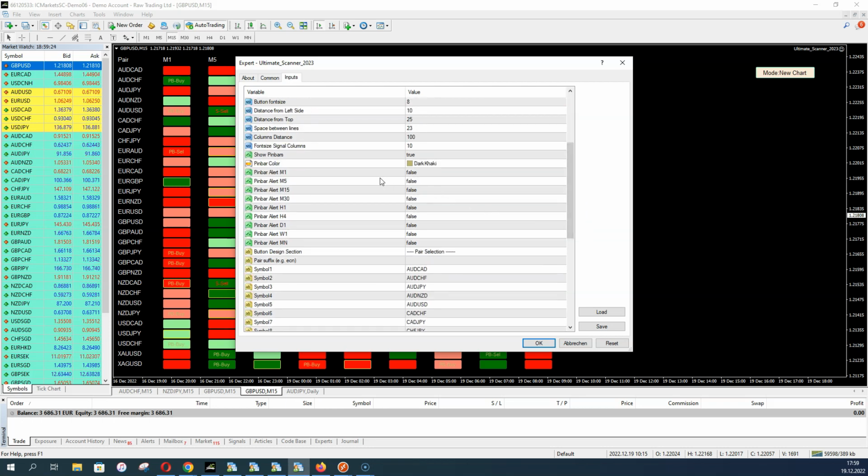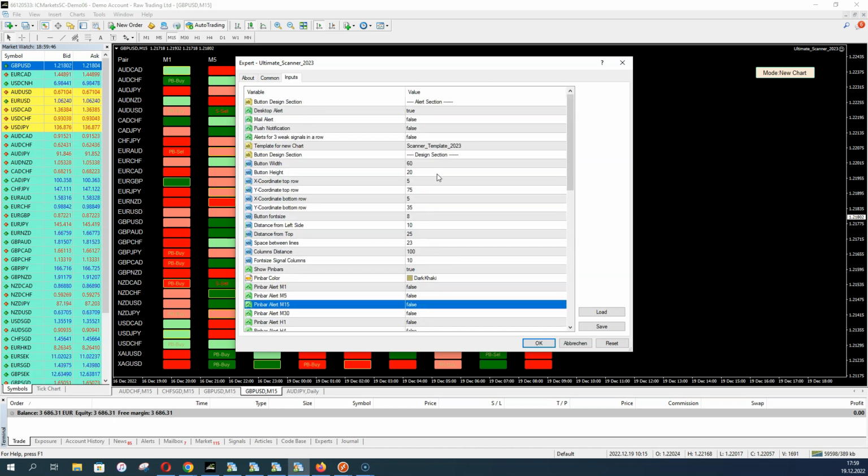Here you can also activate alerts for pin bars. So if you want to get an alert as soon as, for example, on an M15 time frame, regardless on which pair, there is a pin bar, then you can switch this to true, and then you would get an alert. This is possible for all time frames. We already saw this field.